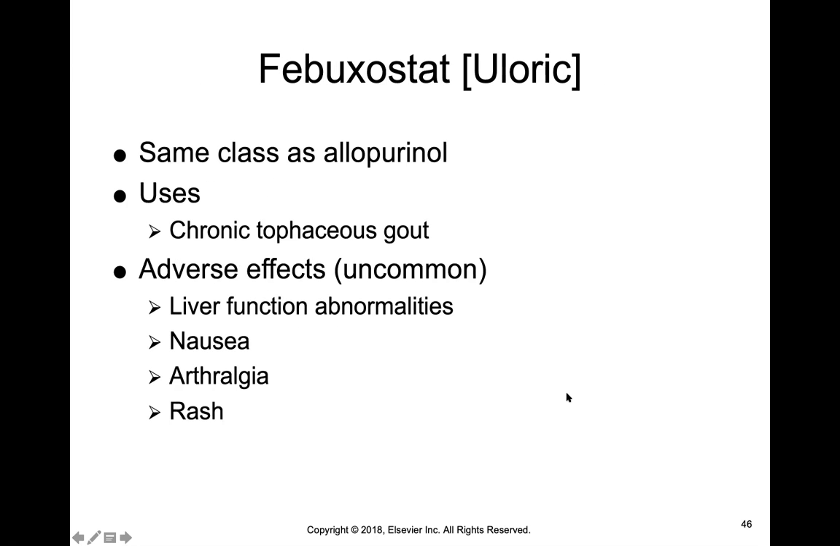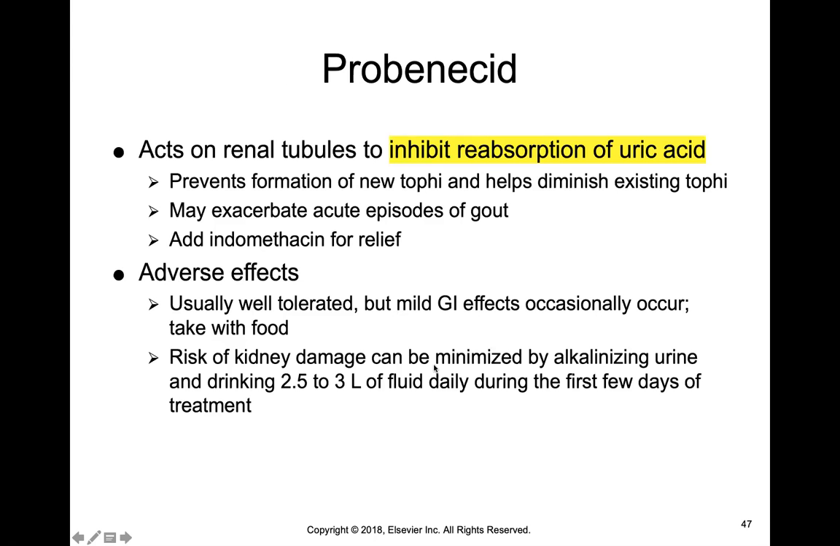Okay, febuxostat is also a xanthine oxidase inhibitor, just like allopurinol. So everything else is going to be the same. Probenecid is a uricosuric. It acts on the renal tubules, which inhibits the reabsorption of uric acid, and therefore uric acid remains in the blood. And if you need further relief, you can add in indomethacin, which is an NSAID. So probenecid is usually well tolerated, but there are some GI side effects and a risk of kidney damage.